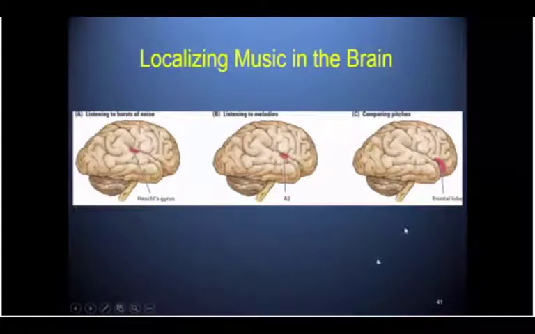There's a couple different areas that are important for hearing music and that seem to light up. So when you have a burst of noise, again, this is that primary association cortex of the temporal lobe. When you pick up patterns or hear melodies, it's activating the secondary area on the right side. And when you start comparing pitches and identifying appropriate frequencies in the notes, that starts to involve the frontal lobe, which is pulling in more information than just the sound. And you're starting association pieces.